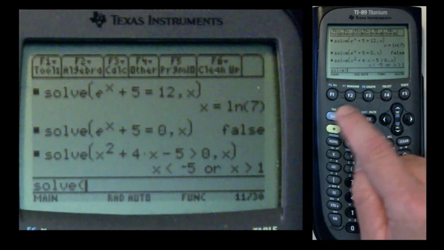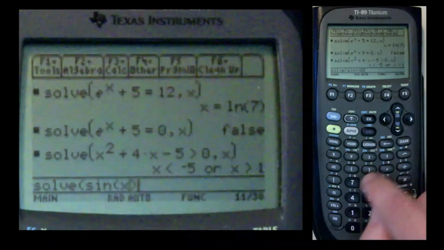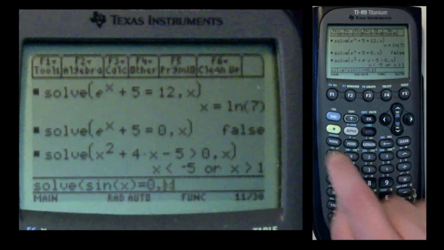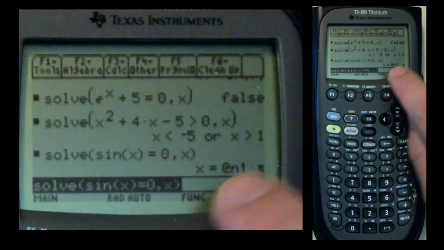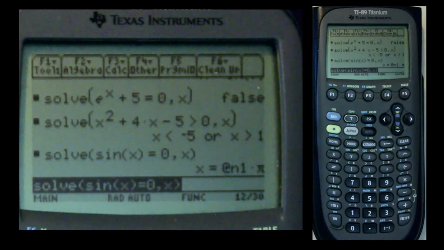You get sine of x equals 0, comma, x, and I hit enter, you get that. And you see that there is an at symbol and then an n1. What that's telling you is that that at n1 can basically be any integer. An integer is a positive or negative whole number. Any integer times pi. So 0 pi, 1 pi, 2 pi, 3 pi, 4 pi, -1 pi, -2 pi, and so on. Those would be what those are.